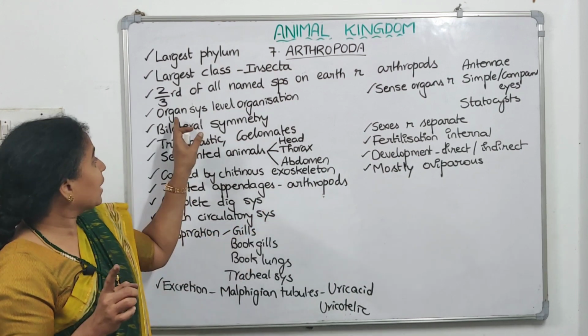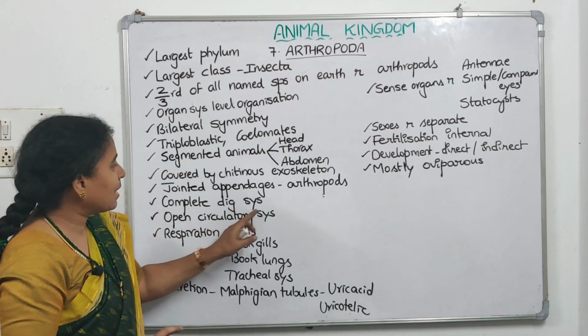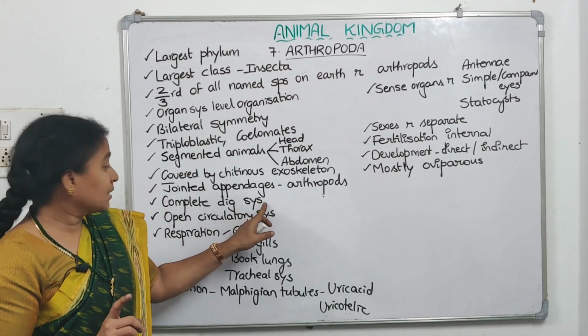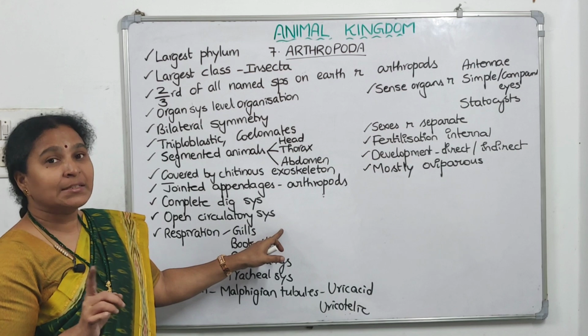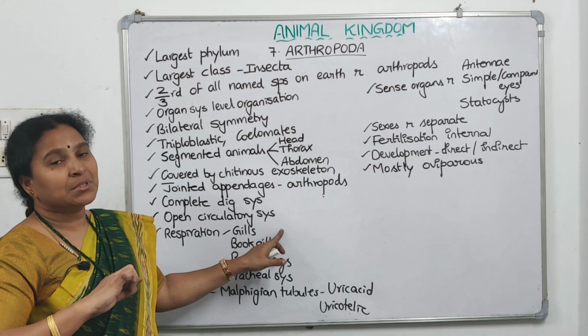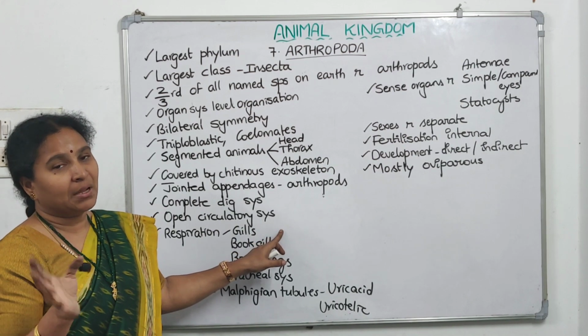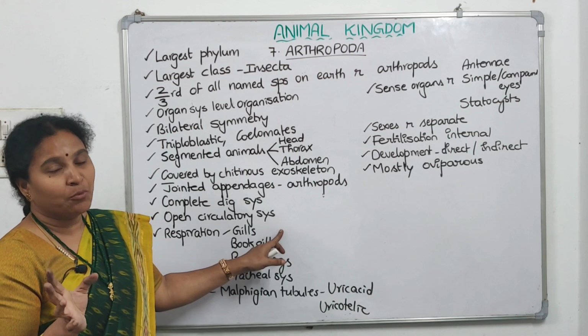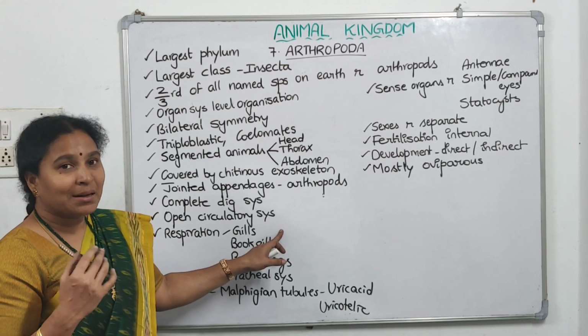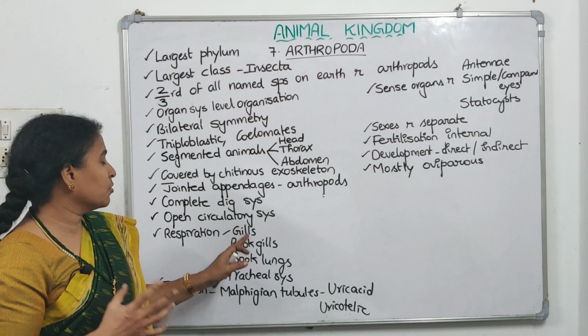Digestive system, we did organ systems, right? So the digestive system is complete with mouth and anus. Circulatory system is open, means blood vessels are poorly developed. The blood comes from the heart directly into the hemocoel, the hemolymph. So all the organs are bathed. So we say open circulatory system.